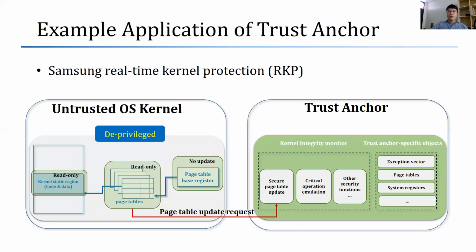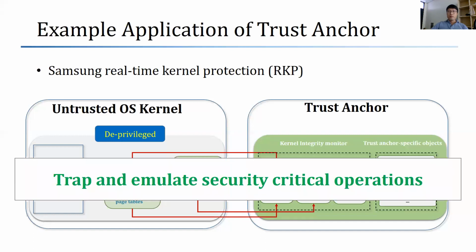For example, when the OS needs to update the page table, it sends a request to the trust anchor. Then, the trust anchor verifies the request and updates the page table. For the context switch, the OS requests the trust anchor to update the page table base register. Then the base register is securely updated by the trust anchor. As a result, deprivileging the kernel and verifying and emulating the security-critical operations is the key technique of the trust anchor-based kernel integrity monitor.